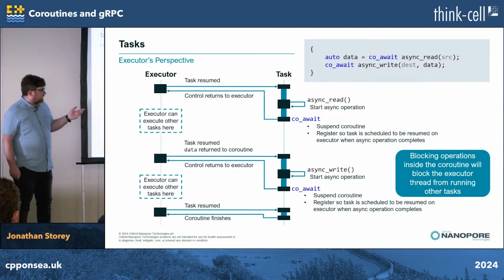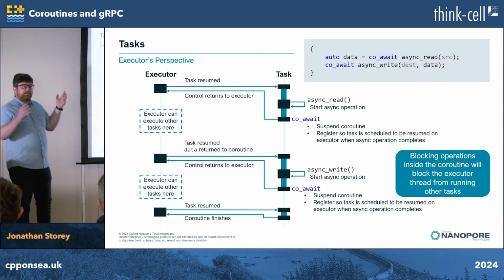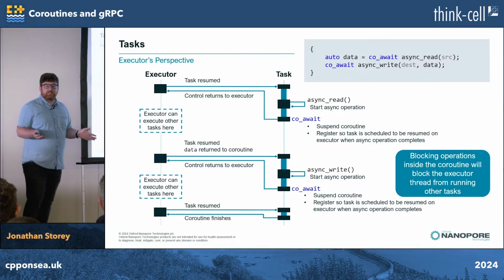Blocking operations inside the coroutine will block the executor thread from running other tasks. So if you want high parallelism, you don't want to block this executor thread. And there might be a thread pool, but even so, if you want maximum throughput, you don't want to block it. And that's a fairly standard pattern when using async.